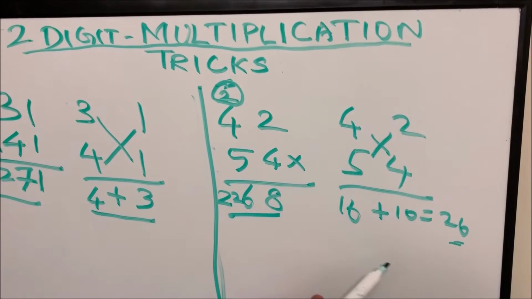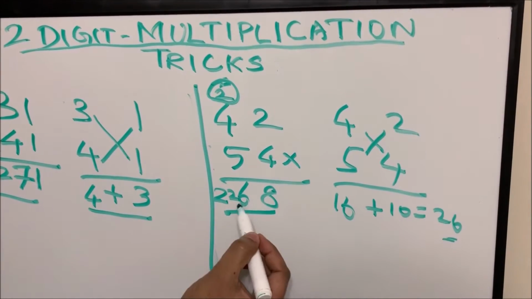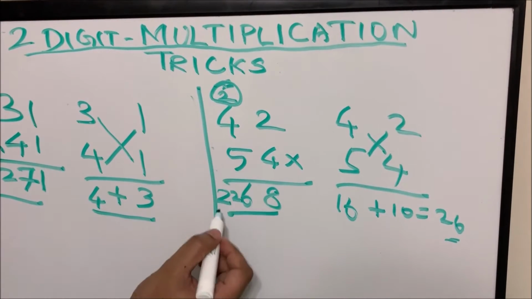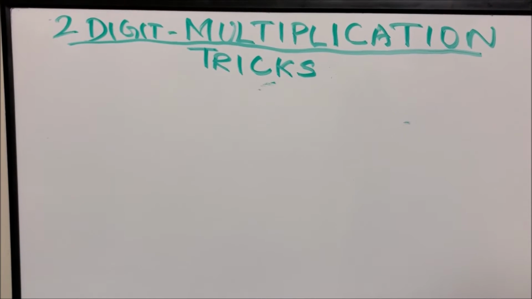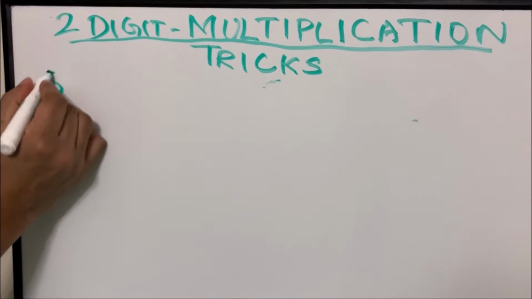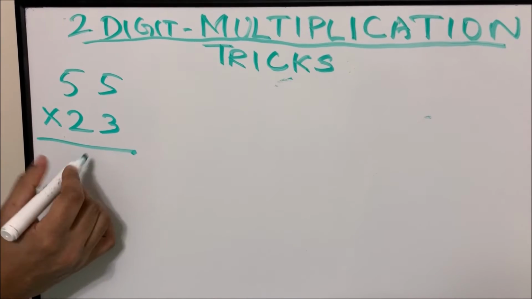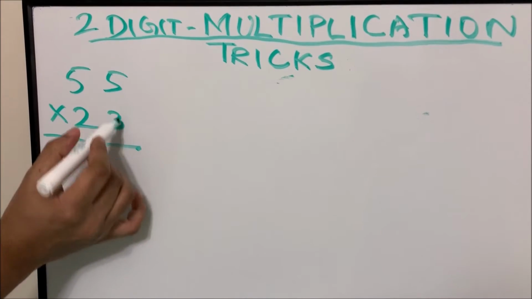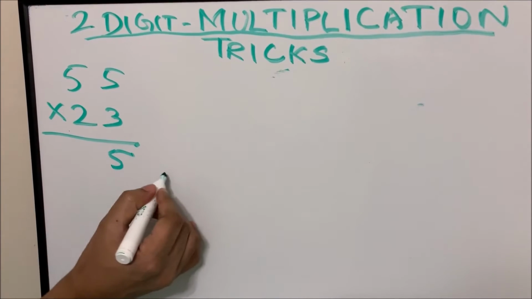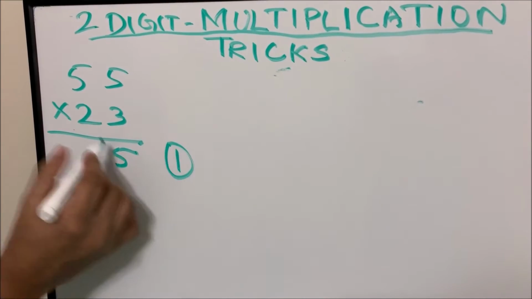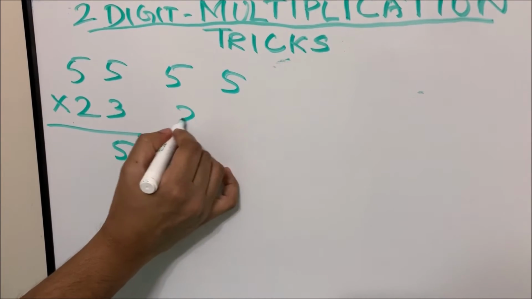So if we get any two-digit number when cross multiplying, you can put the last digit and carry over the next digit and add it. Now let us take some bigger numbers, say 55 and 23. Multiplying the last two digits, 5 by 3 is 15, so I am putting 5 here and carrying over the 1 here, and now going to the cross multiplication, 55 and 23.